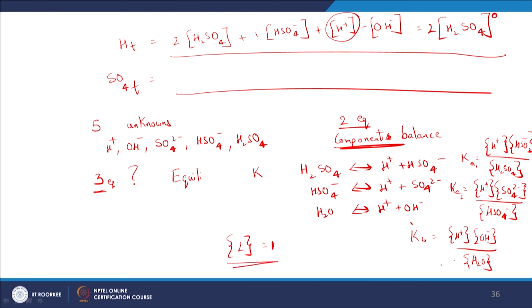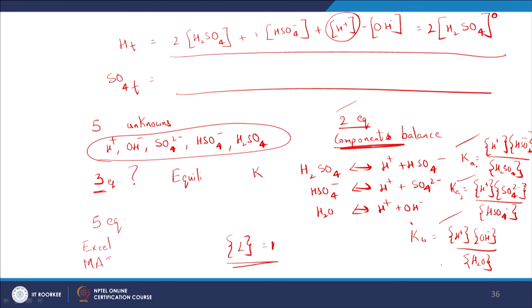So now how many equations do we have? We have 3 additional equations, 1, 2 and 3. And we have 2 component balance equations. So for the 5 unknowns, we have 5 equations, and we can solve them using Excel or MATLAB, right, and then get the solution, I guess, right.